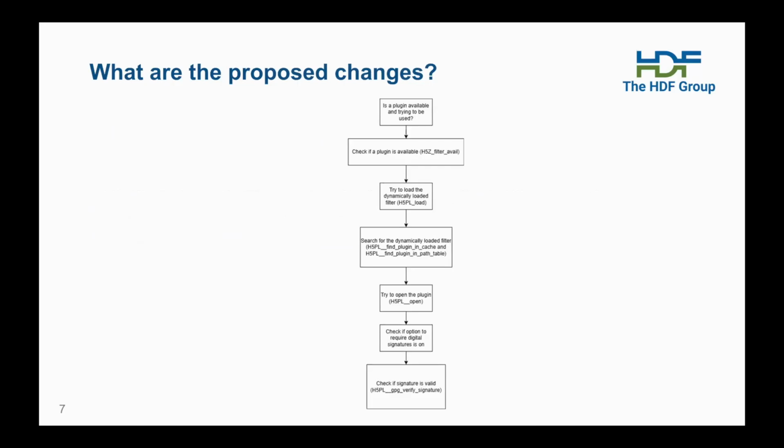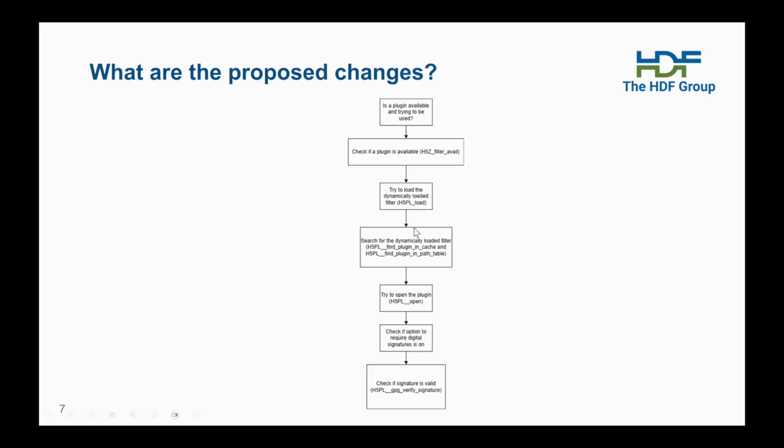So I mentioned there's going to be changes to H5PL code, and so it'll change a little bit how the process of loading a plugin works. When a plugin is available and trying to be used, as before, it'll first check if a plugin is available using H5Z filter avail. It'll try to load the plugin using H5PL load. I've written filter here, but that's wrong. Sorry. Wall connectors, VFDs, and filter plugins all will use H5PL load.